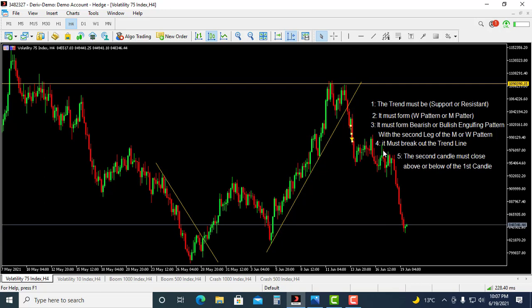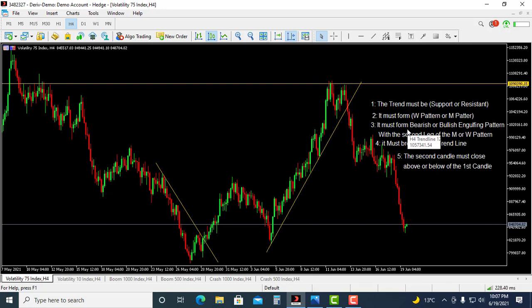Even the newest person, someone who is just a week in, may understand this strategy. And this strategy is very powerful. I promise you, you will make money if you follow this strategy as I'm teaching you now. What we need is, first, the trend must be at a support or resistance area. Boom, we have it. The second, it must form a W bottom or M top, or double top or double bottom. Boom, we have the second.